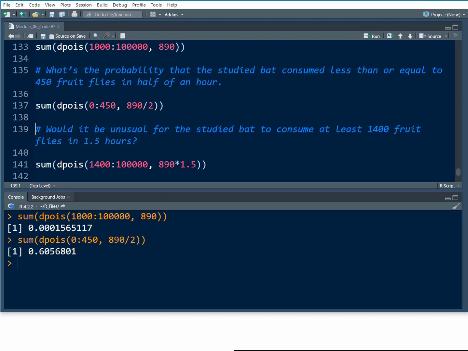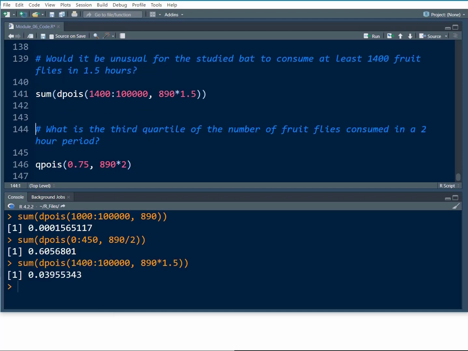0.6057. Would it be unusual for the studied bat to consume at least 1,400 fruit flies in 1.5 hours? Again, we need to adjust the mean. 890 fruit flies per hour equates to 1.5 times 890, which is 1,335 fruit flies in an hour and a half. The probability that the bat consumes at least 1,400 fruit flies is 0.0396, which is fairly unusual.